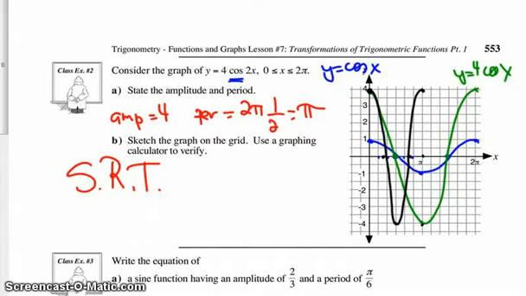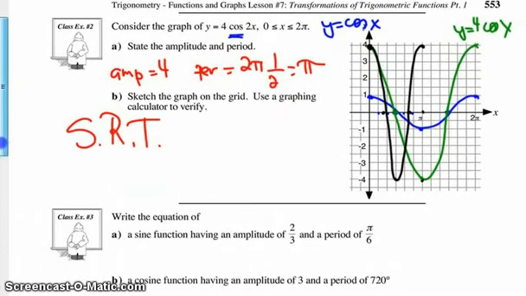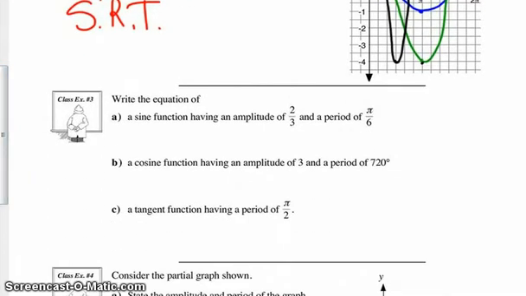It has been horizontally stretched by 1/2 and vertically stretched by 4. Okay, when you continue on, a sine function having amplitude 2/3 and a period of pi over 6. Well, when we look at what we're really dealing with, y equals a sine bx. So you really kind of have to be careful. A is always a little easier.